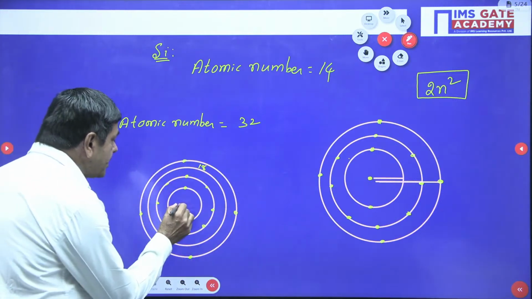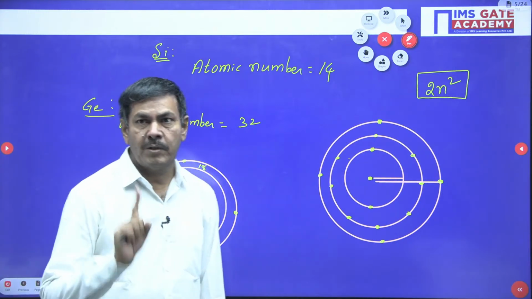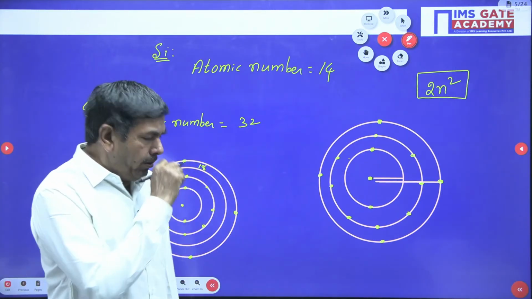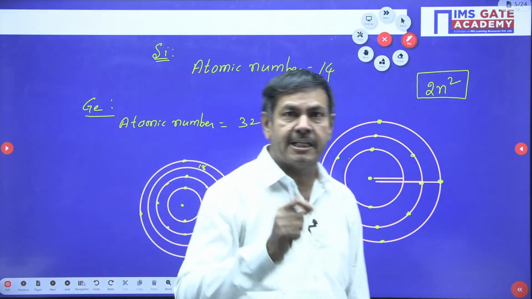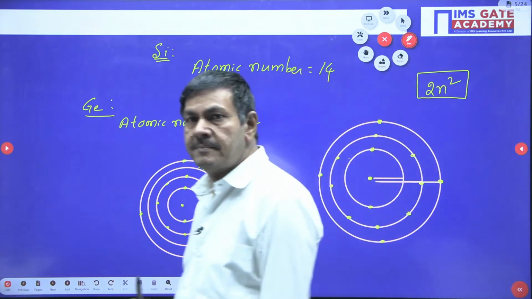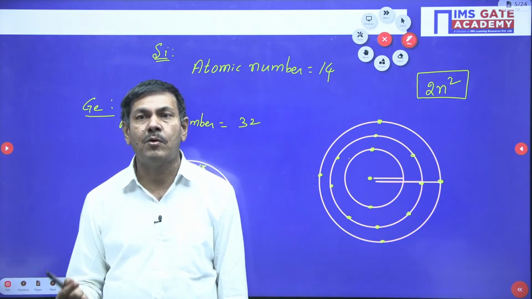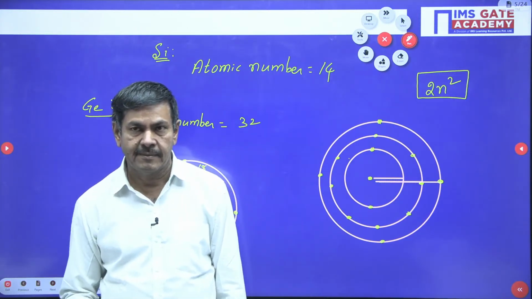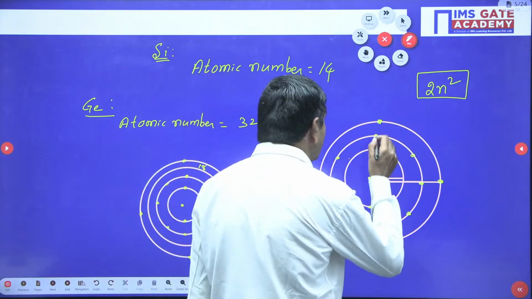Now you please check one point. The forbidden energy gap in the energy band diagram: the forbidden energy gap existing in germanium is more, or the forbidden energy gap existing in silicon is more. You please try to identify. How you can understand the forbidden energy gap now.